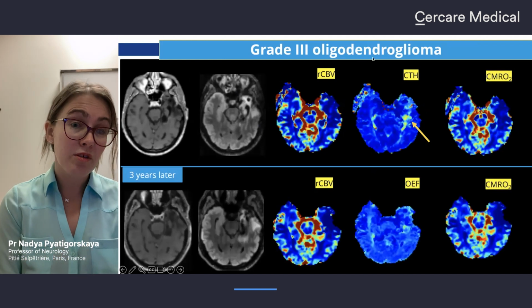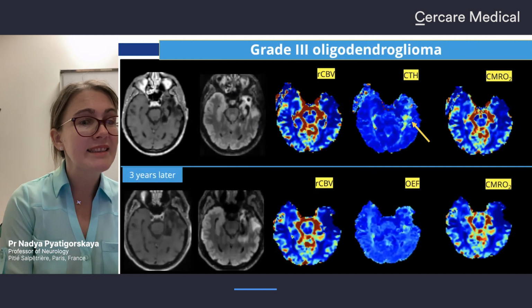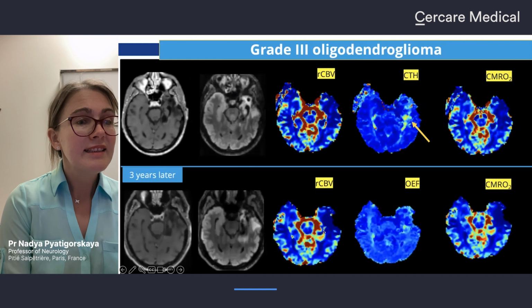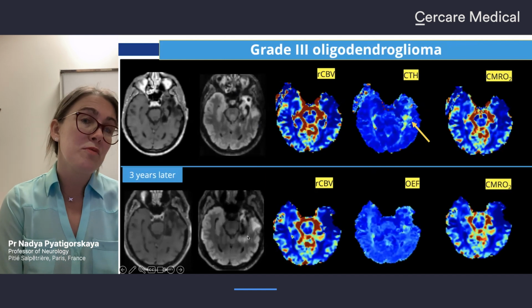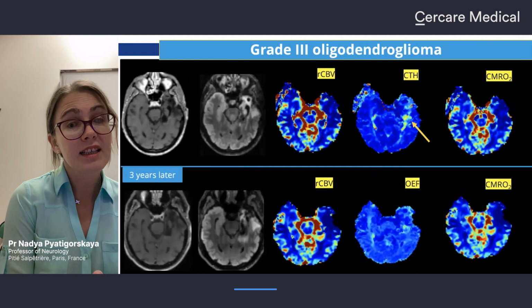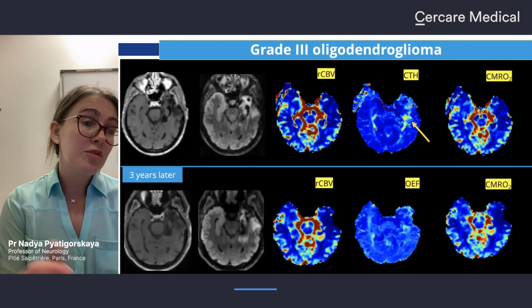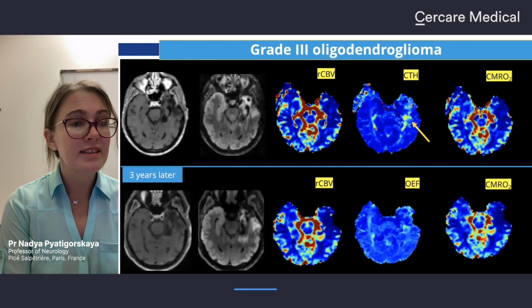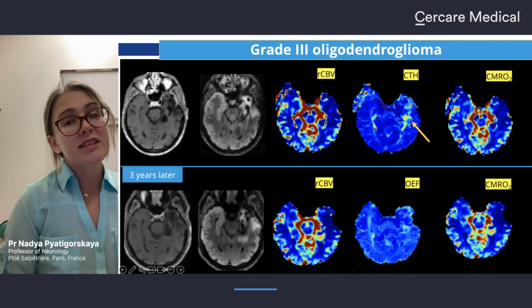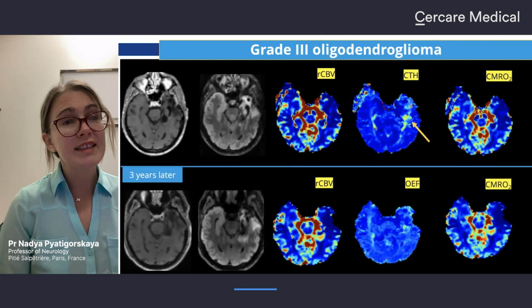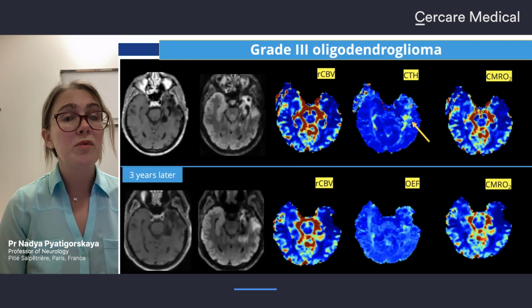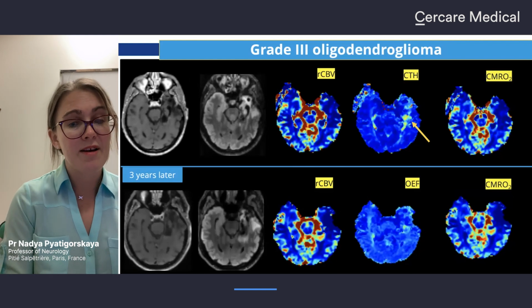It was not evolving very fast, but 3 years later, we see that there is this portion that appeared that corresponded to the region where we had the CTH increase. And actually, it was the tumor recurrence. Now we can see that there is an increase in RCBV and also in oxygen extraction fraction. So everything concords, and this CTH increase was predictive of the future progression.